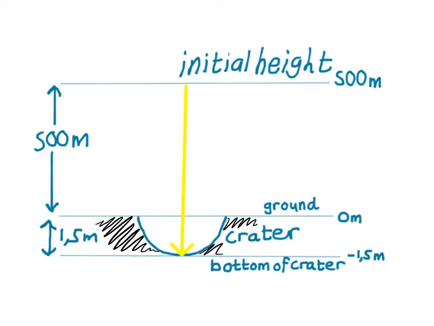Here we have a paratrooper jumping from an initial height of 500 meters. He then falls until he hits the ground, which we'll call 0 meters. So the ground is the reference height of 0. And then he creates this crater here, where this area is indicated by still being snow. He creates a crater that is 1.5 meters deep, or 1.5 meters below the ground.